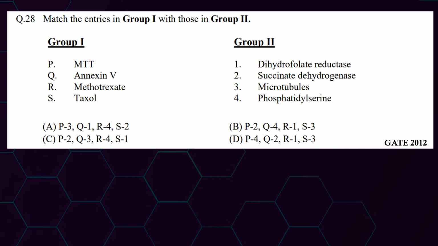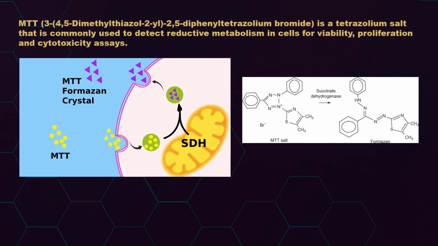Hello everyone, we are solving question number 28 of GATE 2012 and it says match the entries in group 1 with those in group 2. So we have four entries in group 1 and we have to match them with their respective enzyme in group 2. So let's solve them one by one.